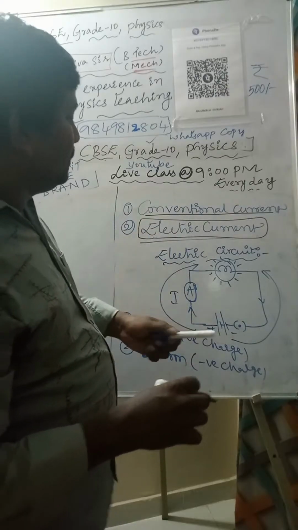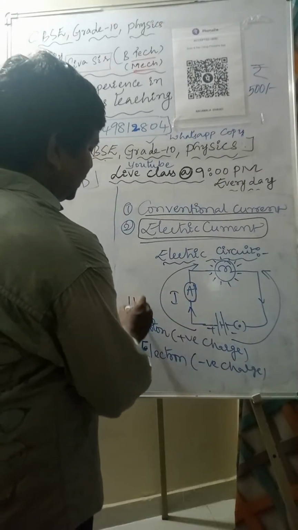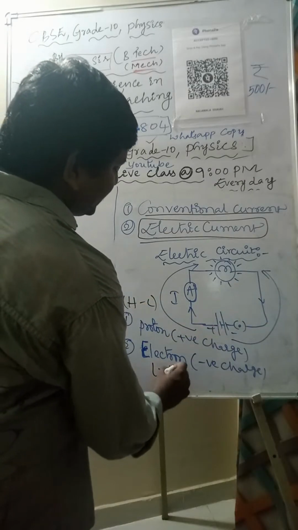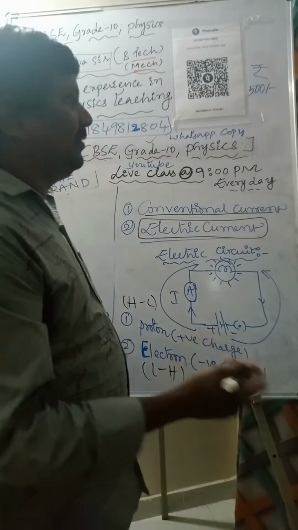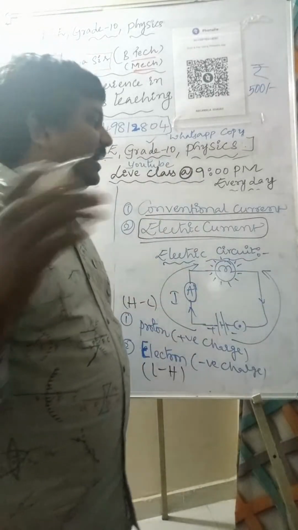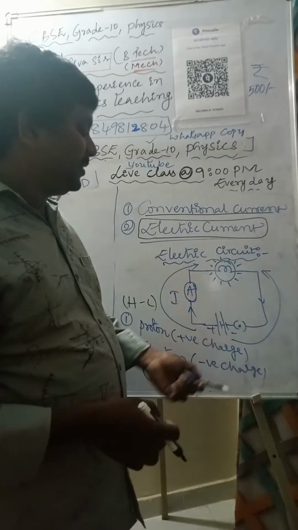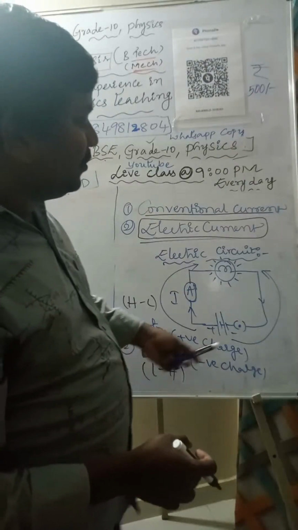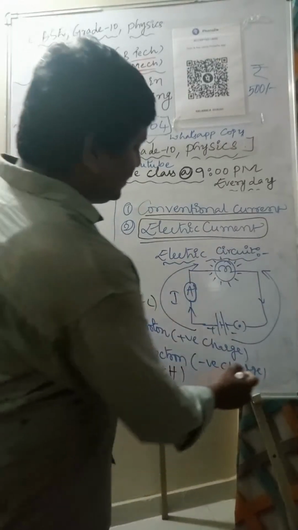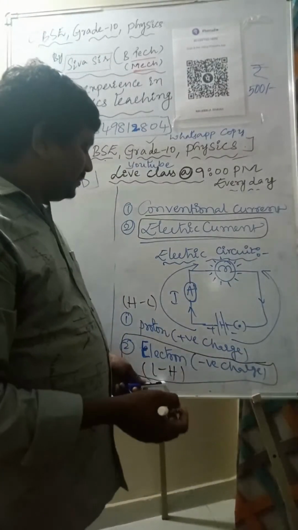See here, the hidden points are: positive charges will move from high potential to low potential, whereas electrons will move from low potential to high potential. Generally, temperature moves from a higher temperature region to a lower temperature region. Even charges will move from higher potential to lower potential. But an electron will move from low potential to high potential. We can expect this for the exam and from an MCQ point of view.